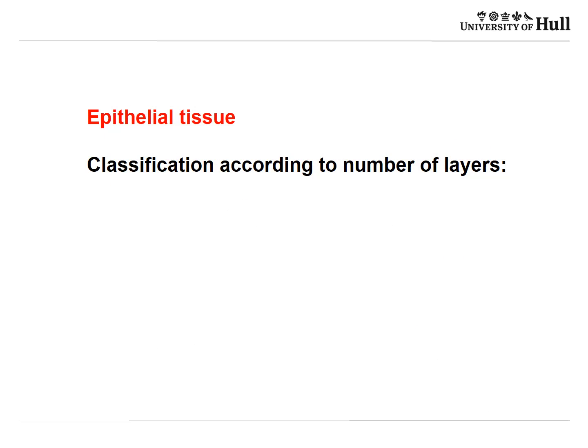Epithelial tissue can be classified according to the number of layers. Therefore we get simple, stratified, and pseudostratified epithelial tissue. Simple is simply one cell thick, stratified has several layers. Pseudostratified, for example in the lining of the bronchi, looks as if it's stratified, but it's not quite the same.